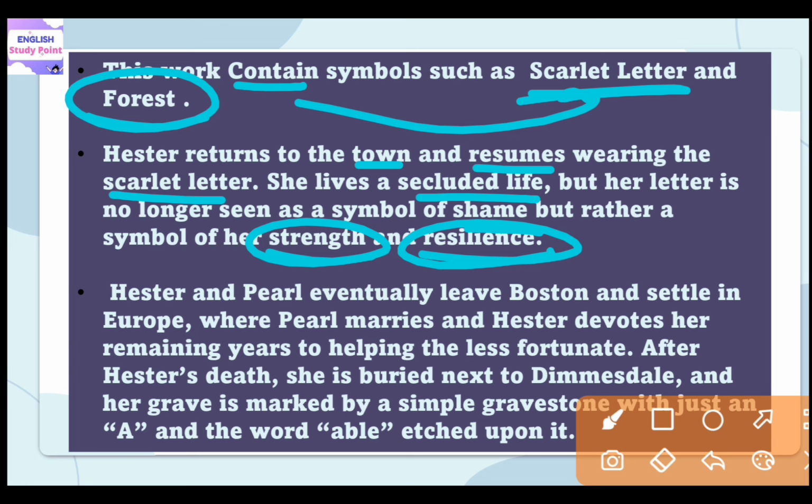At last, the two characters, Hester and Pearl, eventually leave Boston and try to settle in Europe, where Pearl marries and Hester devotes her remaining years to helping the less fortunate. It means she started helping people who are needy. After Hester's death, she is buried next to Dimmesdale, and her grave is marked by a simple gravestone with just an A inscribed on it. Then this particular story ends here.